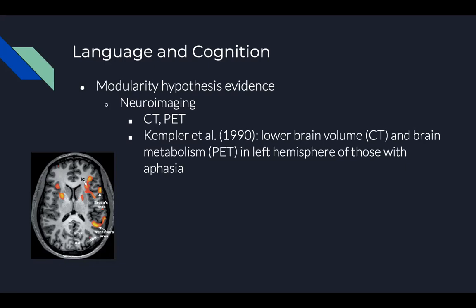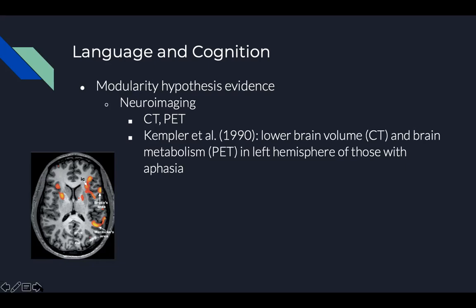And so they found that these people who had this kind of aphasia were showing less brain volume. That is, they had actually less brain tissue, and they also had less brain activity. That is, the metabolism was slower. The brain wasn't firing as much in the left hemisphere.